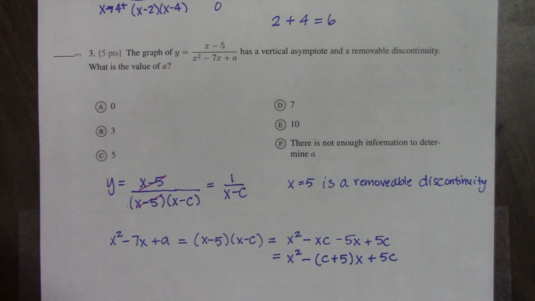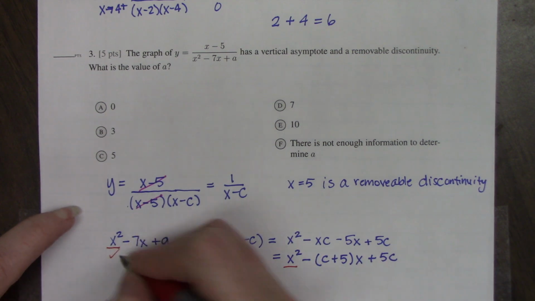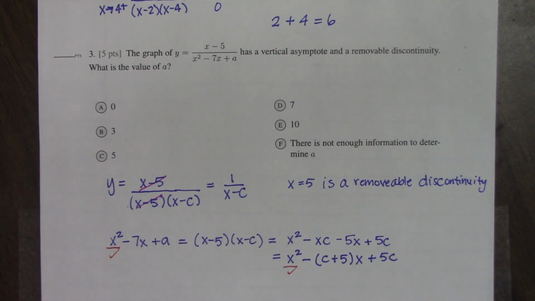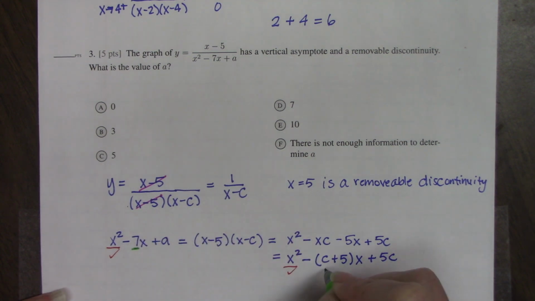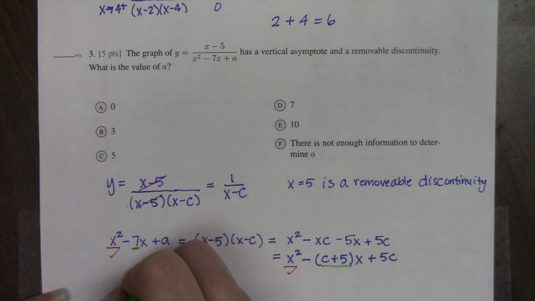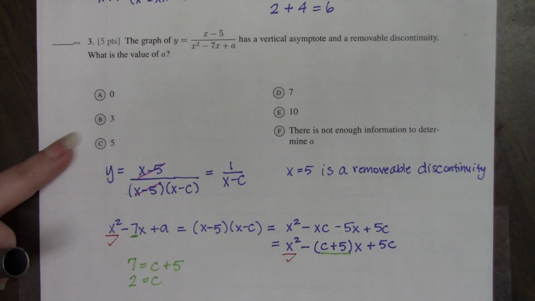So now I have a quadratic equaling a quadratic, and I can compare like terms to figure out what numbers I want to look for. My coefficient of x squared and x squared match up, so we're okay there. In order for these two things to be equal, we need 7 to equal c plus 5. So 7 equals c plus 5, which shows us that c must equal 2.